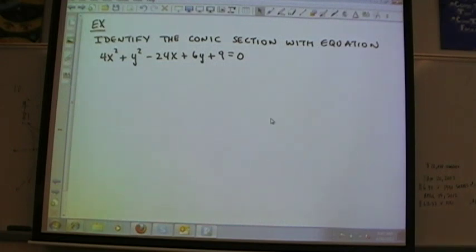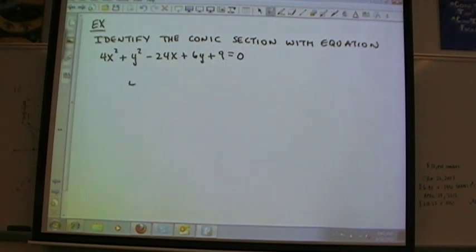Identify the conic section with the equation 4x squared plus y squared minus 24x plus 6y plus 9 equals 0. Again, you probably could look at this and take a guess, but we're going to put it in standard form. So you have to go back to what you learned with completing the square.